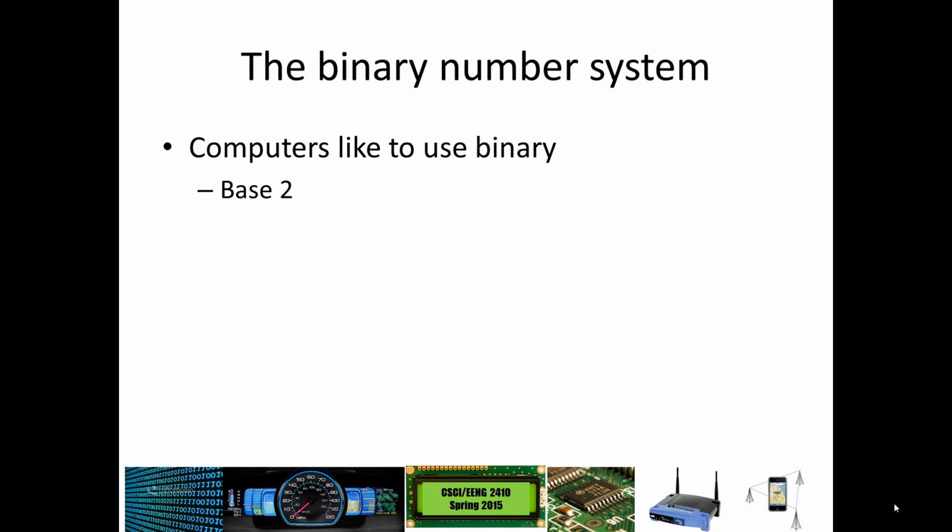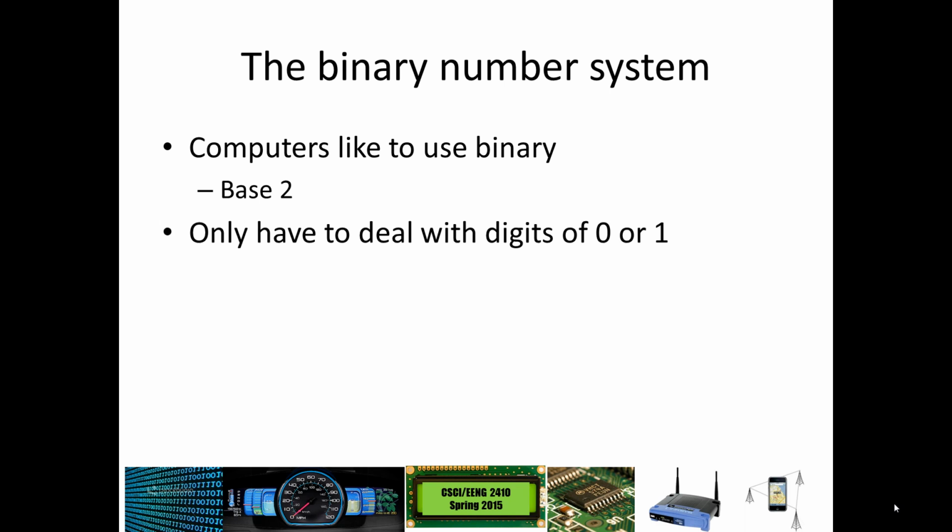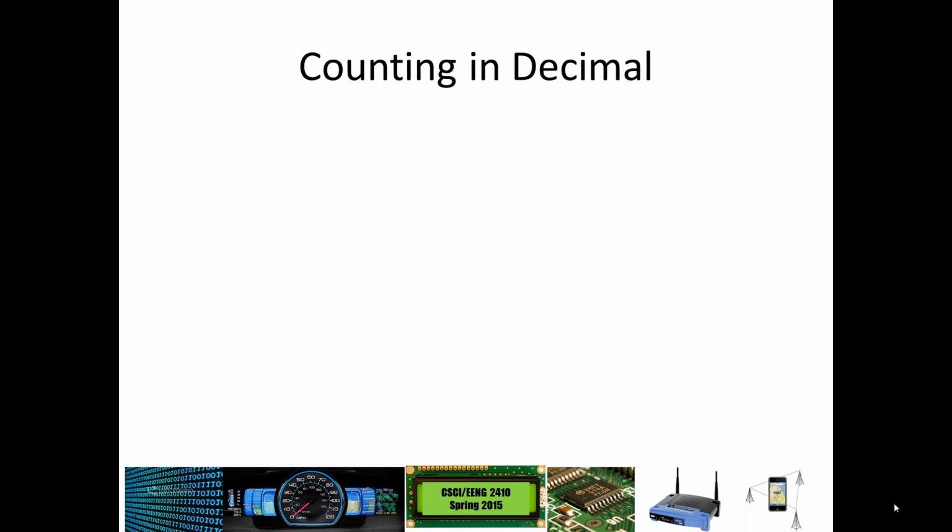But in any case, that's a bit of a tangent. We just want to make sure we understand that computers operate in base 2. So they make decisions based upon everything either being a 1 or a 0. And so in that case, you only have 0 or 1, which, as we mentioned, is very easy to represent electronically. So let's look at how we can count in these different number systems.